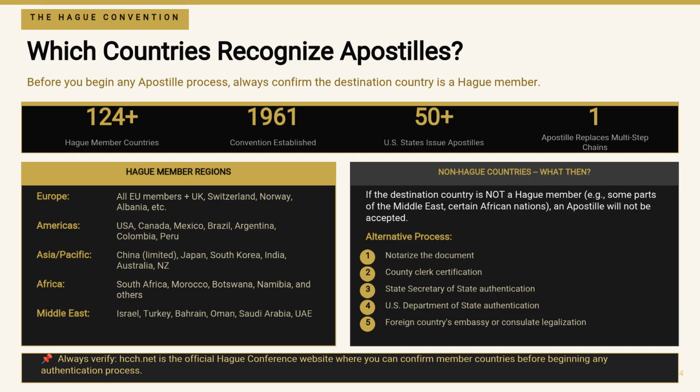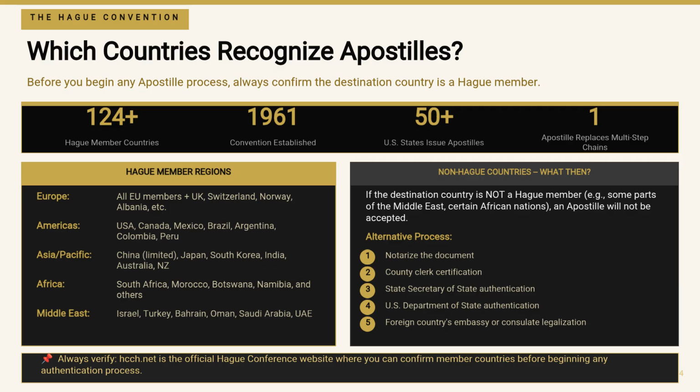Some countries in the Middle East, parts of Africa, and a handful of others are not Hague members. For those destinations, the process is significantly more complex, involving state-level authentication, federal authentication through the U.S. Department of State, and consular legalization through the destination country's embassy or consulate. This is a 5-step process compared to the apostille's much simpler path. What does this actually mean for a new notary? It means step 1 in any apostille conversation is asking, what country is this document going to? If the answer is a Hague member country, apostille process applies.